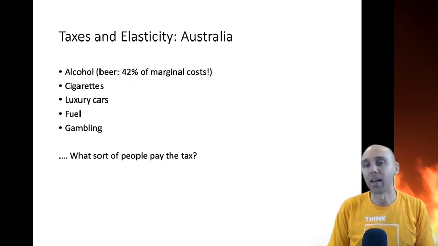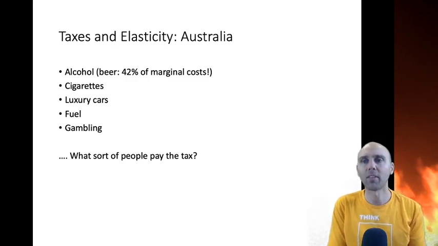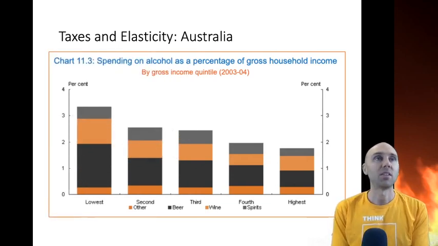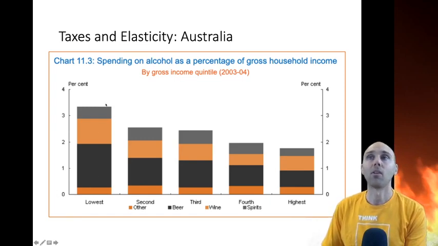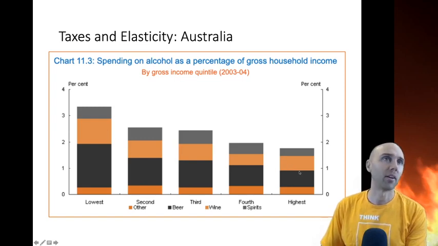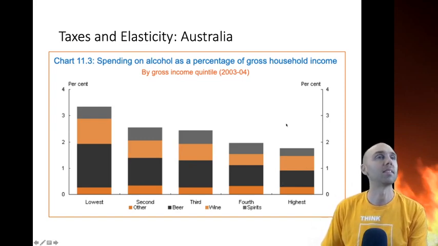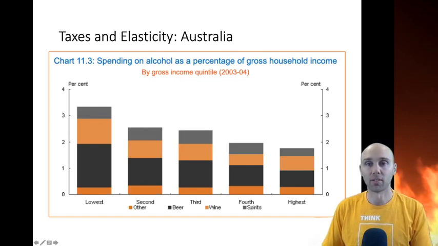Now, what sort of people pay these taxes? Well, for luxury cars, the argument is these are the richer, they can afford it, so we can do that. But when we think about things like alcohol, and we think about it in terms of the percentage spent on alcohol as a share of your gross household income, actually the poorest people in Australia are spending more as a share on alcohol than the richest. Now, there are various reasons why this could be, and there are some confounding factors, but overall it could be seen that these sort of taxes have a particularly damaging effect on the consumer surplus for the poorer in Australia.